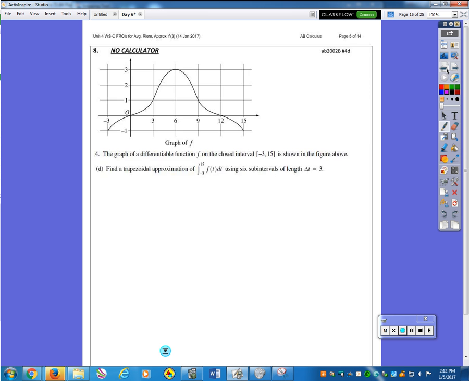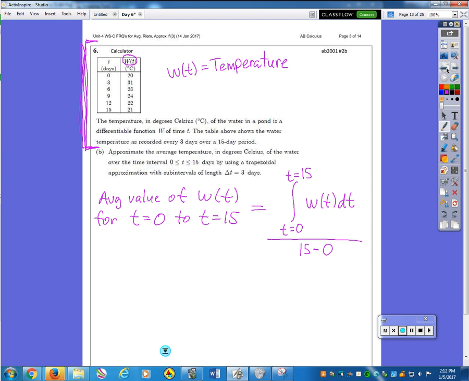Now we're supposed to find the value of the integral using a trapezoidal Riemann sum where the change in time, the dt, is 3 days. So I go back up to the table, and I'm supposed to go from 0 to 15, just like I've taught you, in increments of every 3 days. So I'm supposed to approximate this by the trapezoidal method.